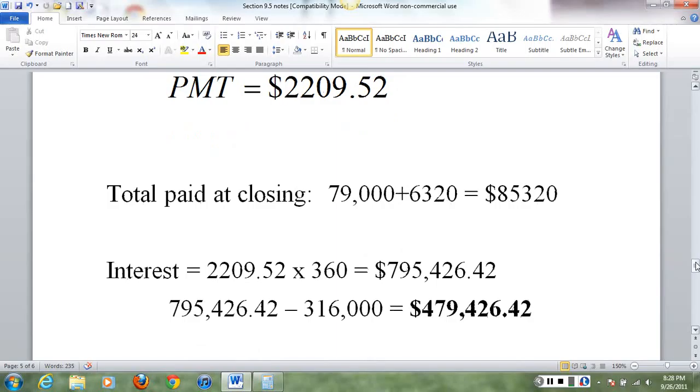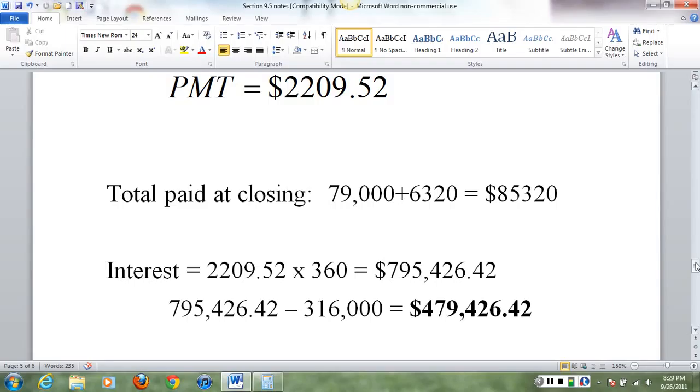Interest. So just like before, we'll say whatever we paid monthly times how many payments. If I'm paying for 30 years, 12 months a year, that's 360, because 30 times 12 is 360. That's where I get that number from. So if I paid that 360 times, that's $795,426. That's a lot of money. And when I subtract my loan amount, not the original value, but the loan amount, you see I'm paying $479,000 in interest. So I'm paying more than what the house is worth in interest towards the bank.